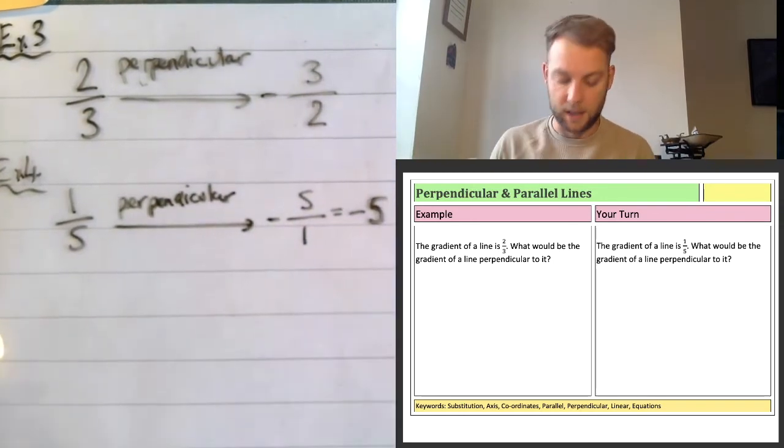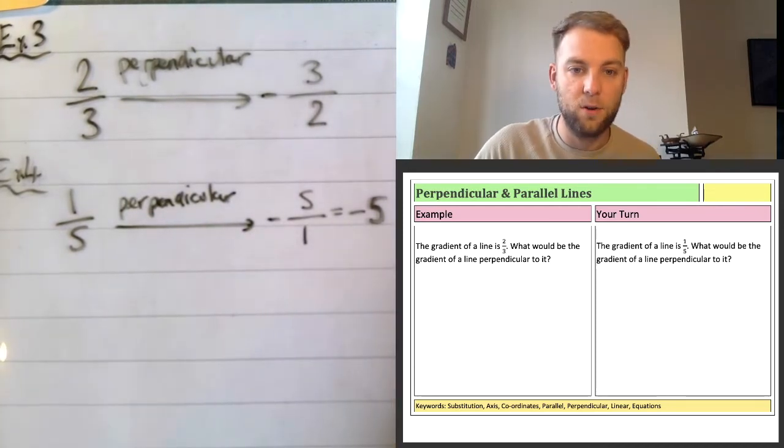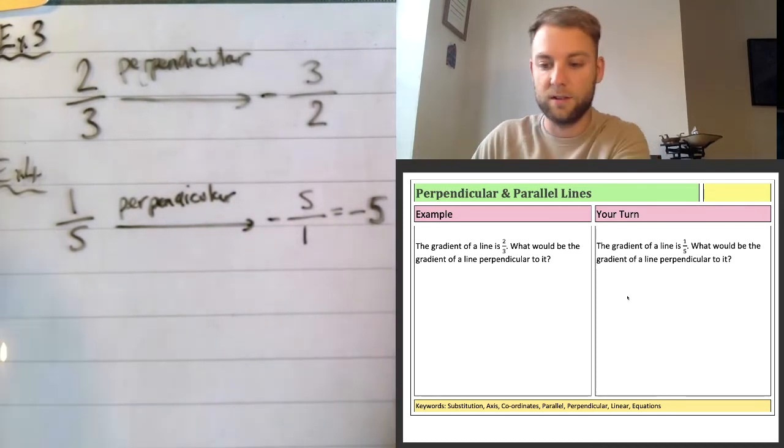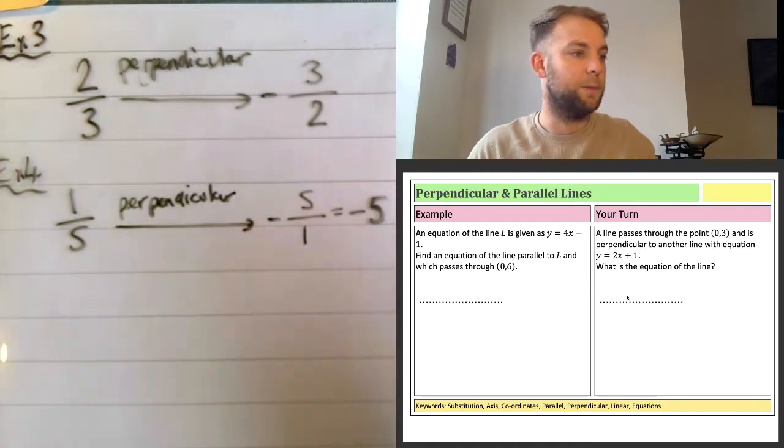Brilliant. Okay, so we've done example 3 and 4. Let's just check those answers first. Negative 3 over 2 and negative 5, absolutely super. Okay, so let's step it up a little bit.